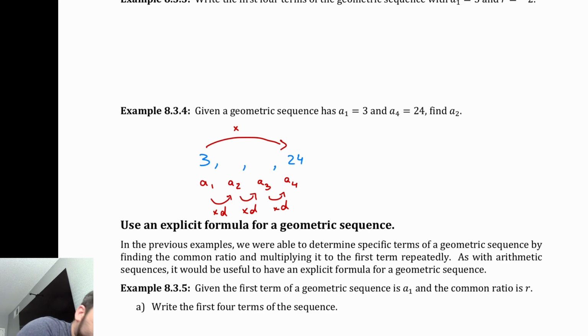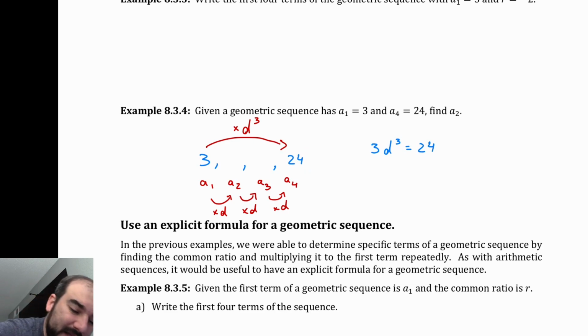D cubed? D cubed, good. Because we're multiplying by D and then D again and then D again. So we're actually multiplying by D 3 times. So that's actually times D cubed. So the formula that we set up here would be we start with 3 and we multiply by D cubed and we end up at 24.